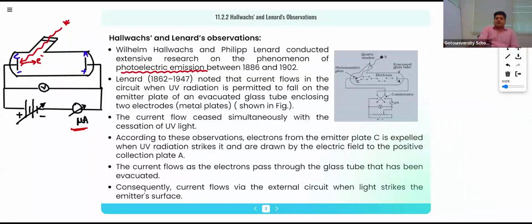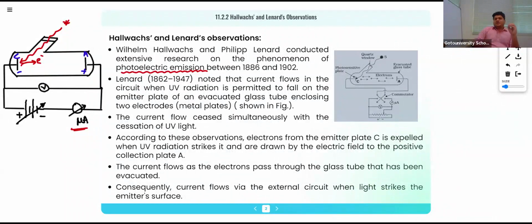See what was happening here. What they concluded. Why it was happening, I will explain in the next topic, which was explained by Einstein. See what they concluded when the light was incident on the cathode plate. Not every time was there an emission of electrons.